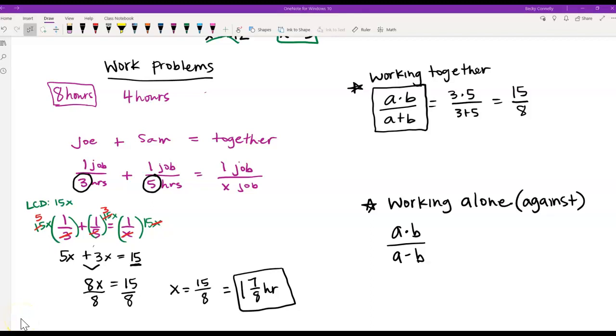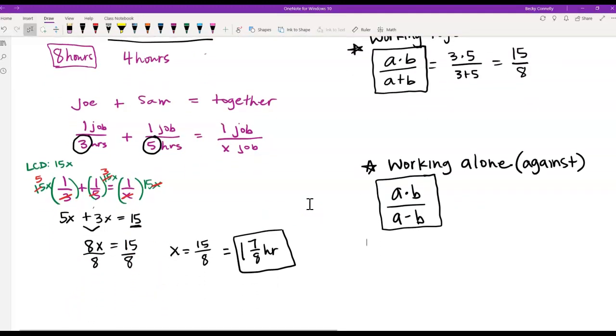Okay, so when we have these work problems, if we're working together, a shortcut way that we can do this is a times b over a plus b. But if you're working alone or working against, like when you're filling up a sink but the drain is open, that's kind of like working against each other. Then you're going to have to do a minus b on the bottom instead of a plus b.